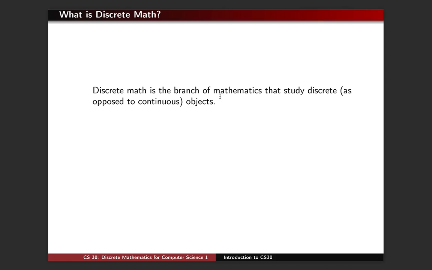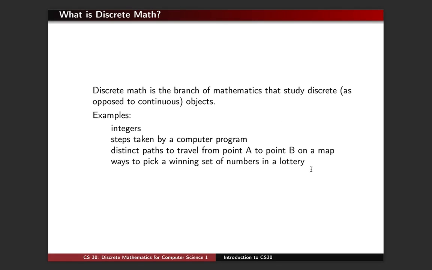Discrete math is thus the branch of mathematics that studies discrete objects. Some examples are as given below. Integers: 0, 1, -1, 2, -2, and so on. Instructions taken by a computer program. Distinct paths to travel from a point A to a point B on a map. Ways to pick a winning set of numbers in a lottery. And a lot more. There's a lot more that qualify as separate and distinct.